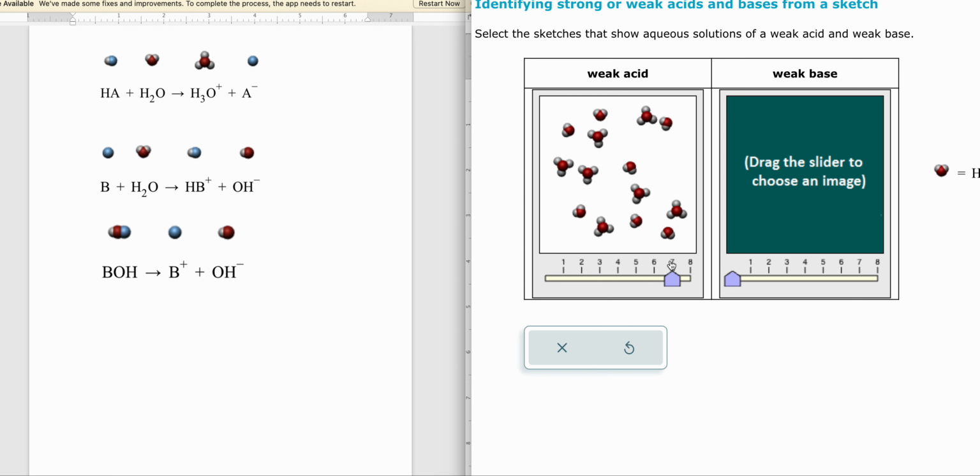Here we have only H3O pluses, that can't be. And here we have HAs only and no A minuses. So our correct answer in this case has to be this right here.